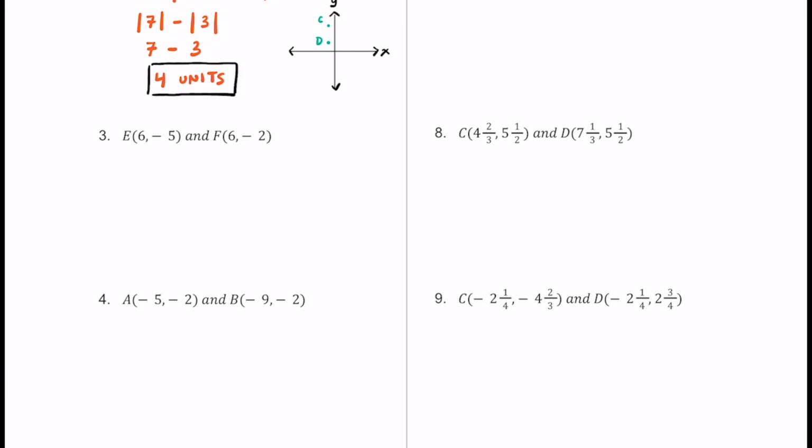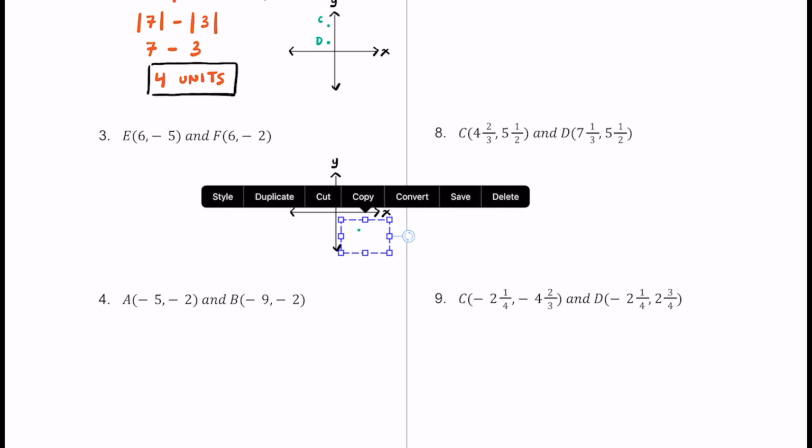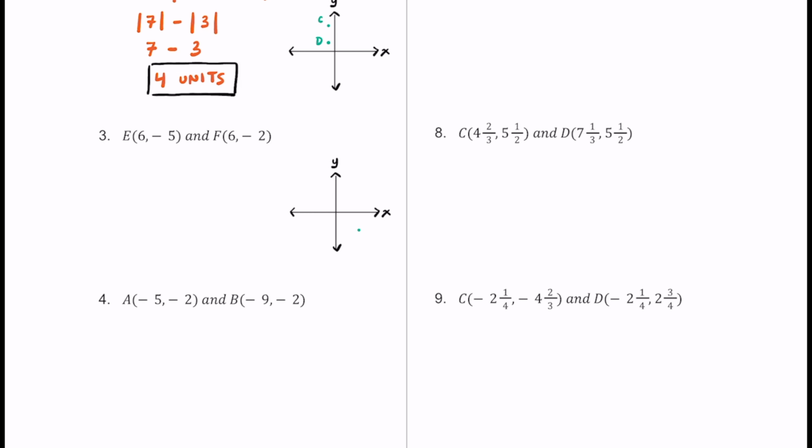Let's look at number 3 now. For number 3, we have point E, which is going to be at (6, -5). So we'll start at the origin, move 6 units to the right, and then move 5 units down. So we're going definitely a little bit more to the right and a little bit less down. That's going to be point E.